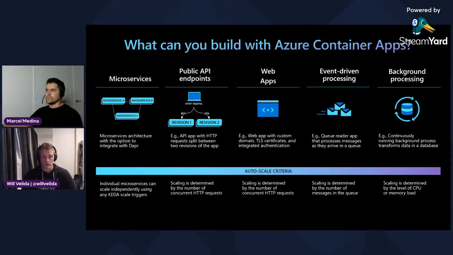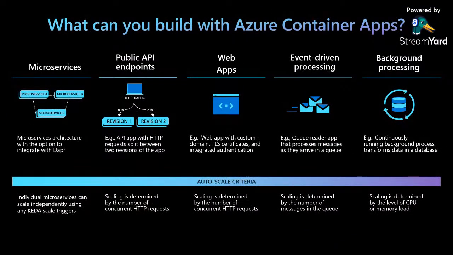Handling event-driven processing. So like I mentioned earlier, we might have a container app that's reading messages from a queue and processing those messages as they arrive. And we can actually use, say, Azure Service Bus or Storage Queue scalers, KEDA supported scalers, to scale our application to process those messages. And running microservices. So Container Apps is really designed for that kind of microservices architecture to try and simplify the hosting of that. And you also have the option to integrate with the Dapr framework as well, which is pretty cool.